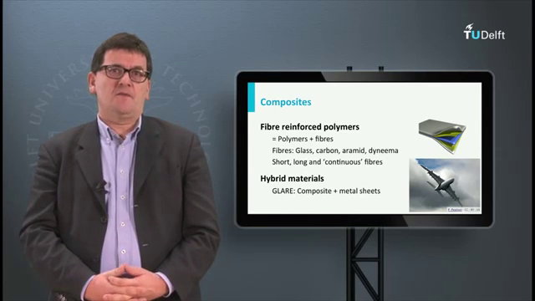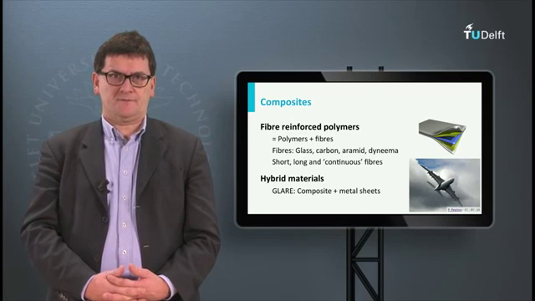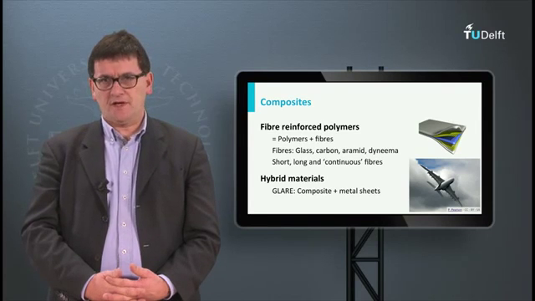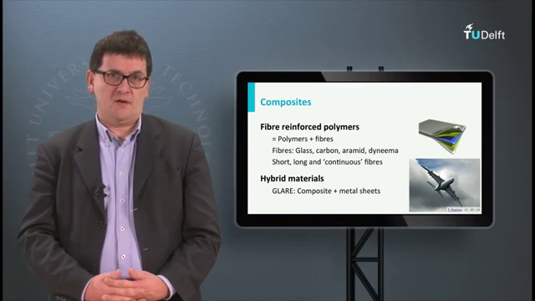Next, there are also hybrid materials. They are made of metal layers and composite layers. The material named Glare, which is developed at TU Delft, is a good example of a hybrid material.